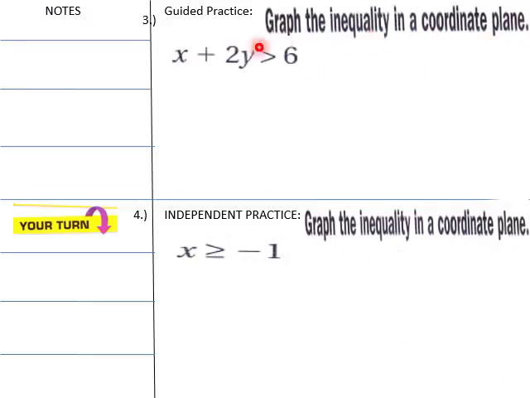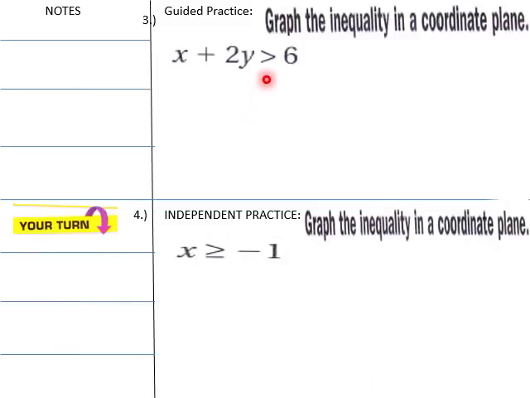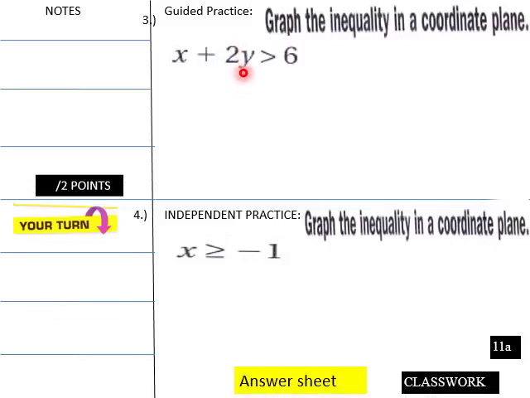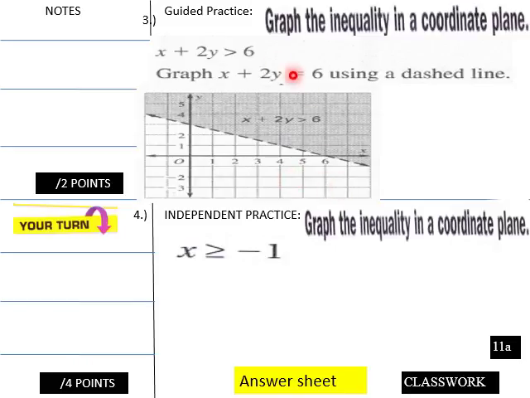Okay, graph the inequality in the coordinate plane. We have this here. Is it going to bring up a coordinate plane here? Well, let's see. I guess not, students. So you're going to have to sketch this. This is yours down here, students. We're going to do this now, the guided practice. Let's sketch it. So 2 points, 4 points. Here's the graph of this.